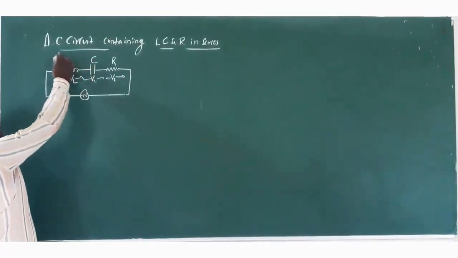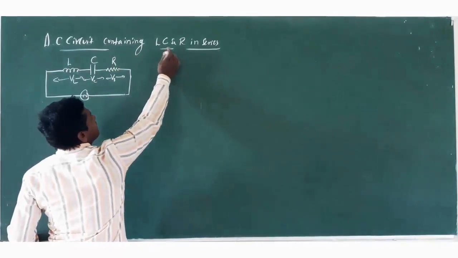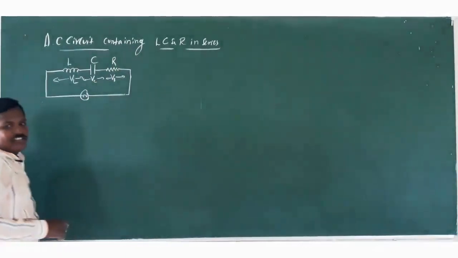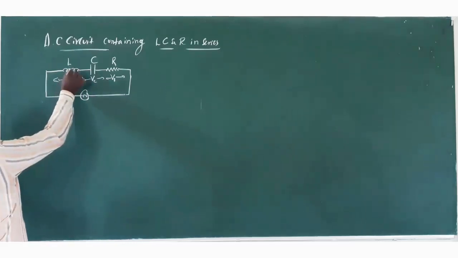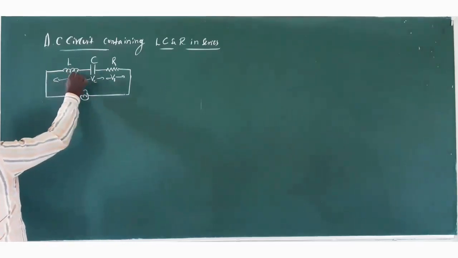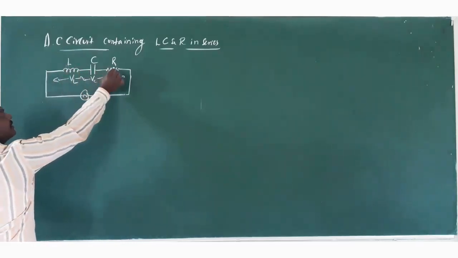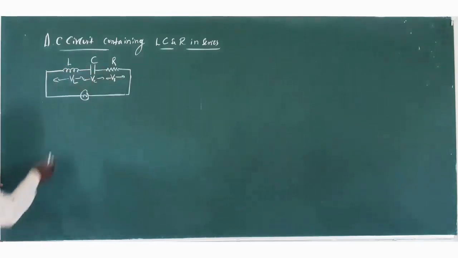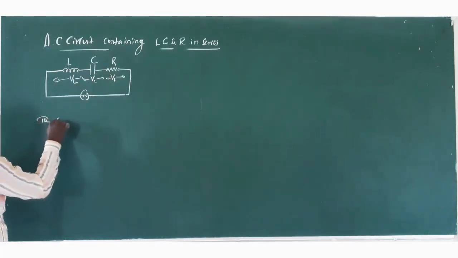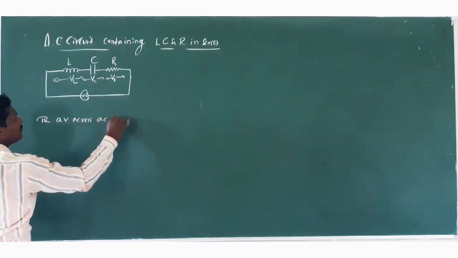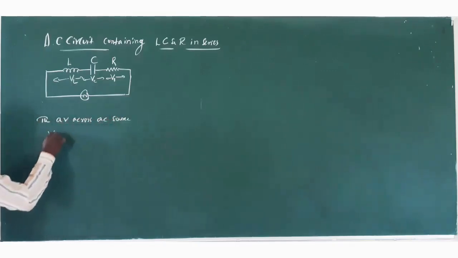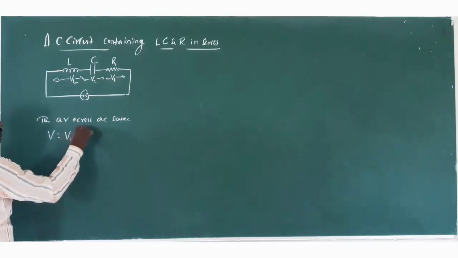And the next concept is the AC circuit containing L, C and R in series, inductance, capacitance and resistance in series. So we are going to observe the circuit diagram for the series combination of inductance, capacitance and resistance. Now we know that the alternating voltage across the AC source can be represented by V is equal to V naught e raised to j omega t.